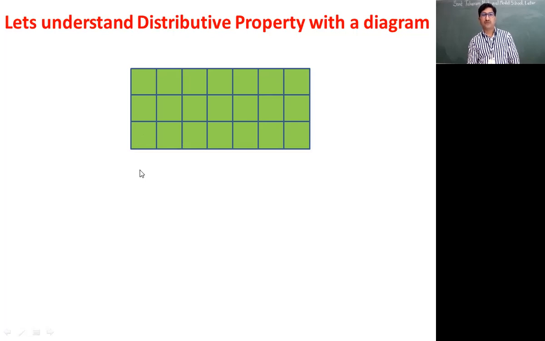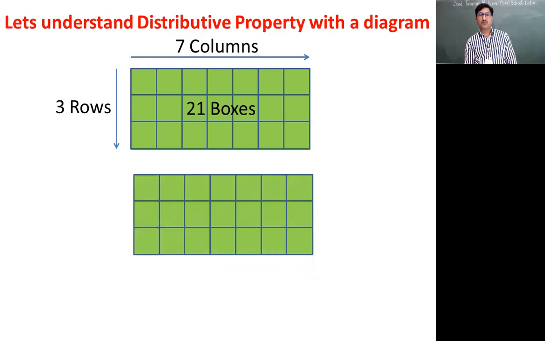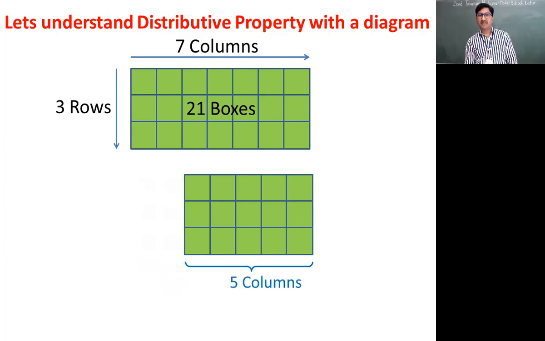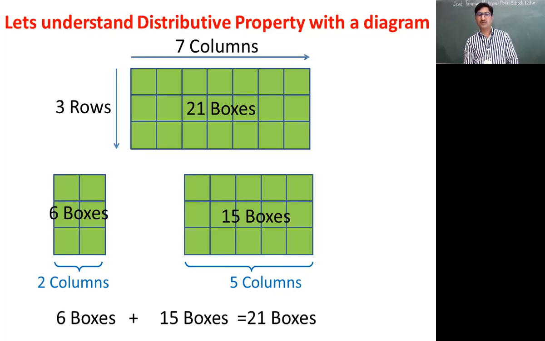So how does the distributive property work? Check here. 7 columns and 3 rows, so equal to 21 boxes. Now moving forward, use the distributive property here. How can it be used? 2 columns and 5 columns. Make it separate. Then 15 boxes here and 6 boxes there. No matter how you distribute the numbers, the answer, the product will remain the same. So 6 boxes plus 15 boxes is equal to 21 boxes.